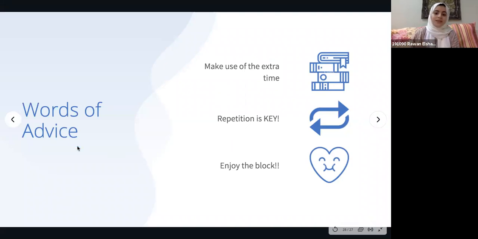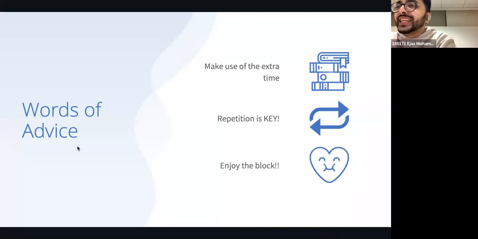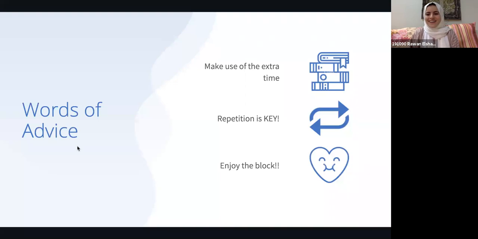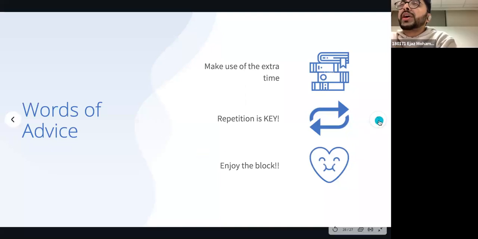Okay, but it's not anatomy. Don't procrastinate anything. They're human, okay? Repetition is key, and definitely enjoy the block. It's very interesting. It's amazing. It's the most interesting block that you're gonna take in second year by a mile.